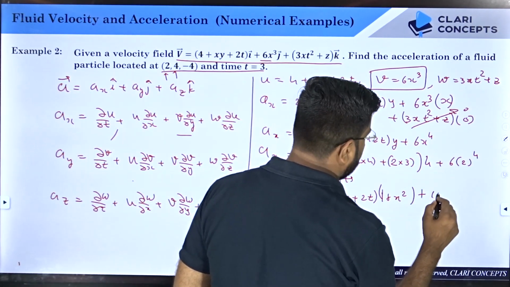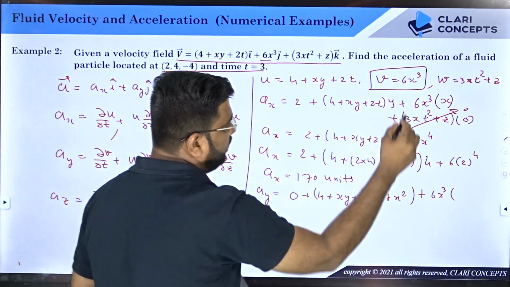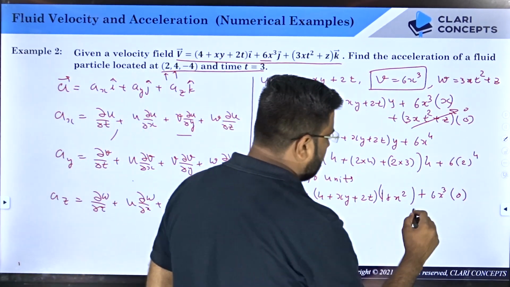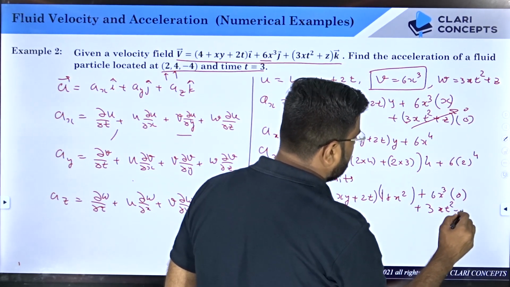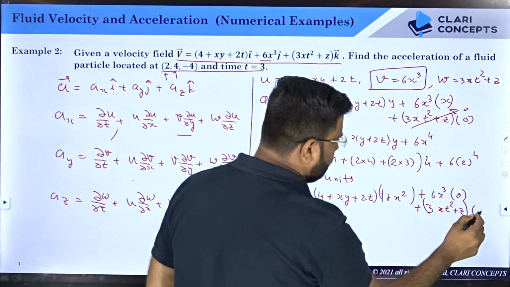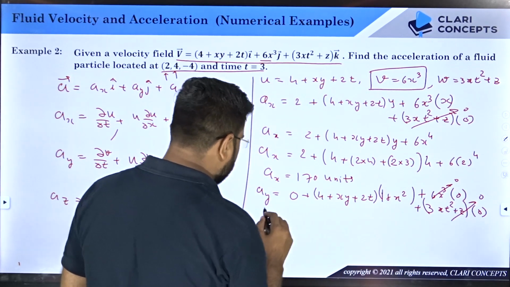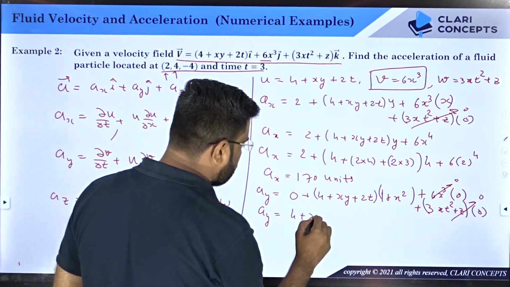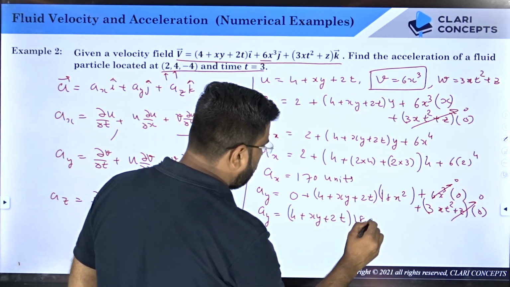plus v is 6x cube. What is del v by del y? Differentiation of this with respect to y, 0. There is no y term. Then plus w del v by del z. So plus w is what? 3x t square plus z. And then differentiation of this with respect to z, it is 0. So both of these terms will go to 0. So what you will be left with is ay equals 4 plus xy plus 2t into 18x square.